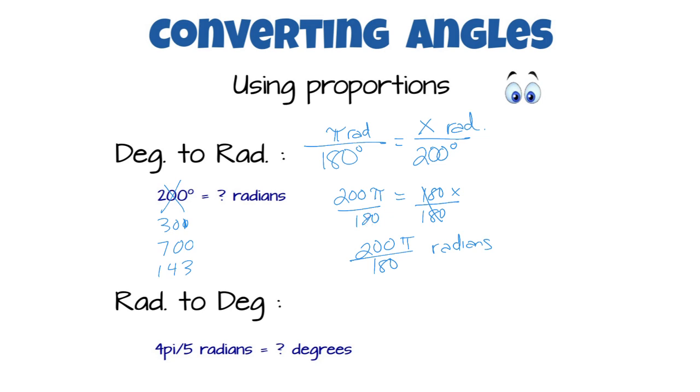And if that process is the same every single time, I feel like we could be more efficient than having to set up a proportion every time. Couldn't I just take the degree measurement they gave me and take it times pi divided by 180? All right, go ahead and jot that down on the next slide.